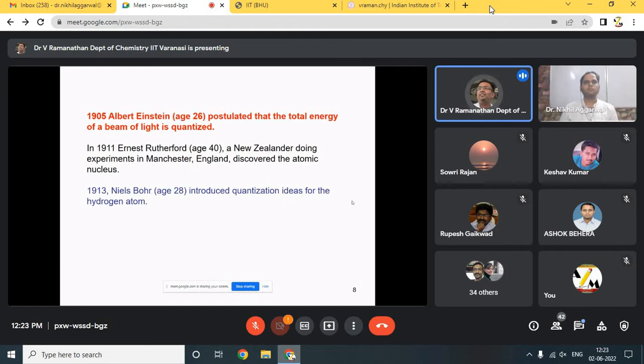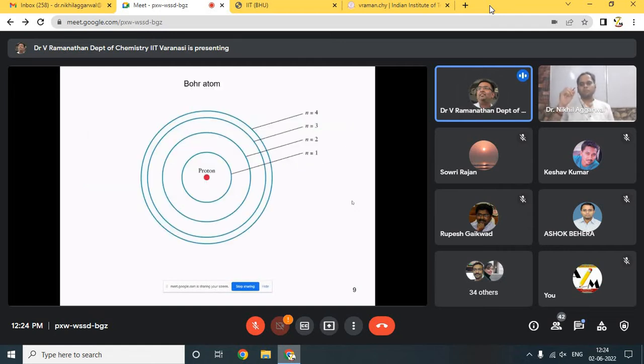Then in 1911, Rutherford comes up with his experiment and discovers the atomic nucleus with the positive charge. And then you have Niels Bohr giving you the atomic structure. So these were some of the most important historical milestones in the development of quantum mechanics per se, or quantum chemistry.